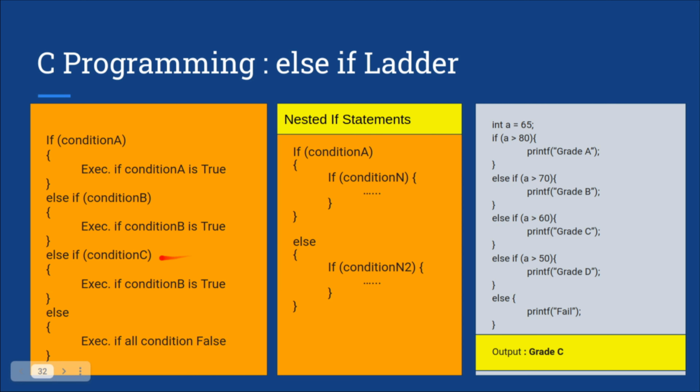For example, if condition C is also false, what happens now? Condition A, condition B, condition C, all conditions are false, so the control will automatically go to the else and execute all the statements written in the else, and the program will be terminated, right? So this is the flow.